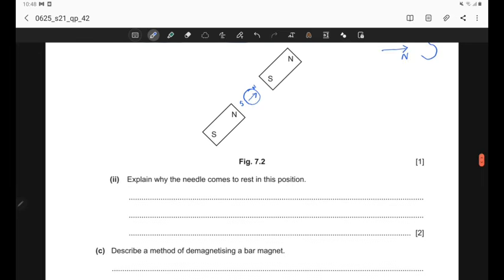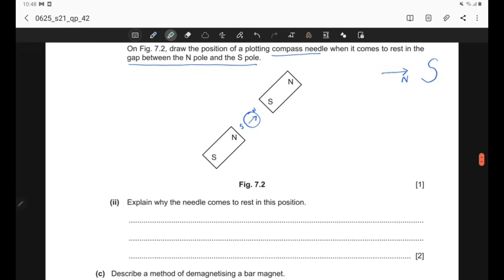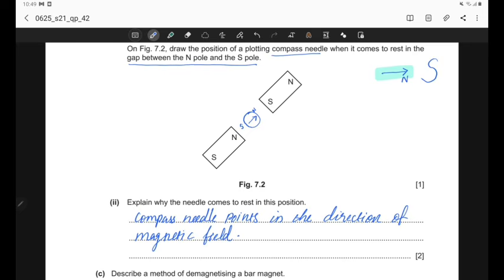Part 2, explain why the needle comes to rest in this position. As we have discussed, the compass needle will always point in the direction of the magnetic field. To score 1 mark, we can write: compass needle points in the direction of the magnetic field. Because in the previous session we have already seen that the magnetic field line, if we draw it, will be pointing towards the south pole. So the needle of a compass will also point in the same direction.